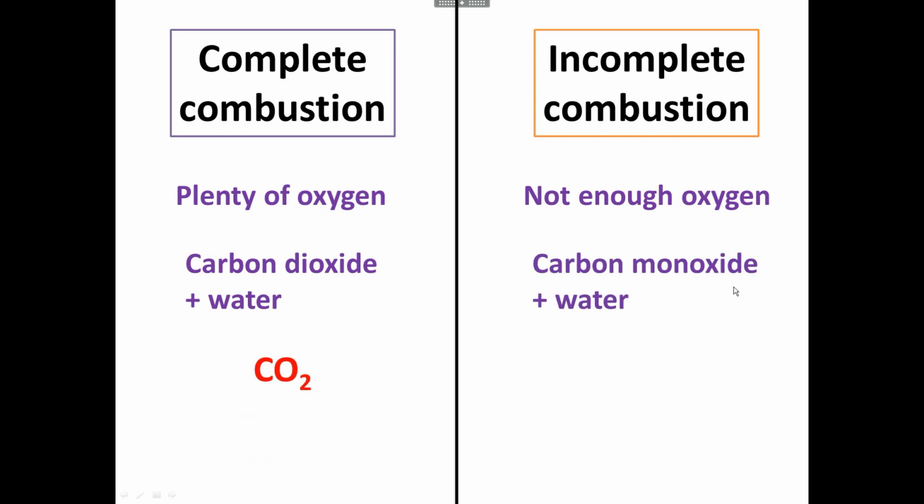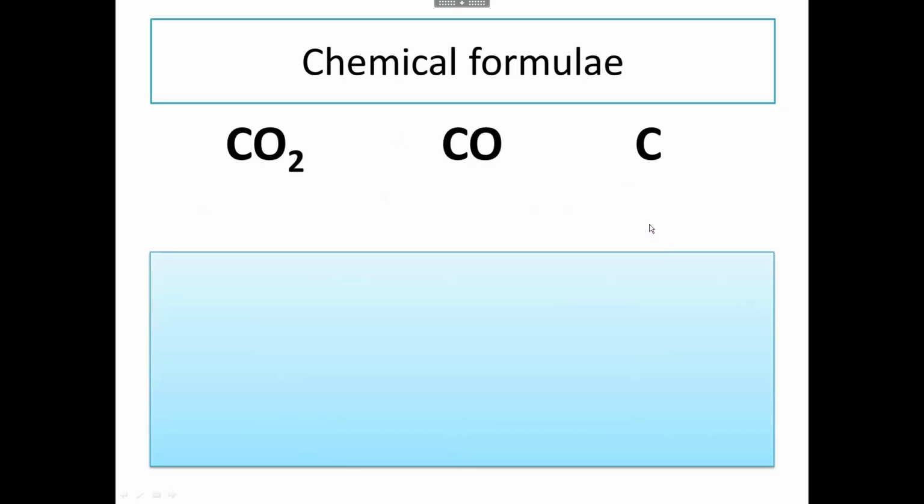Okay, now we need to be clear about the difference between the two. And this is going to be part of the writing task in a minute. So take a look and try and remember these facts. What is the difference between complete combustion and incomplete combustion? Now, just to put some extension into this, looking at chemical formula. Here is the chemical formula of carbon dioxide, carbon monoxide, and carbon.